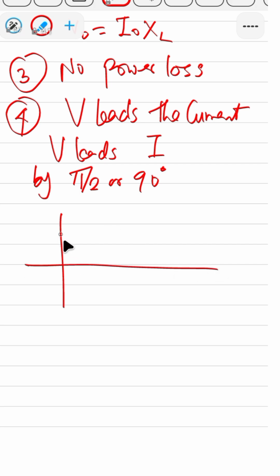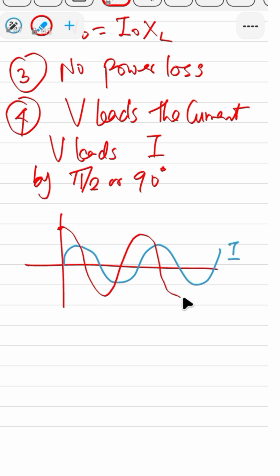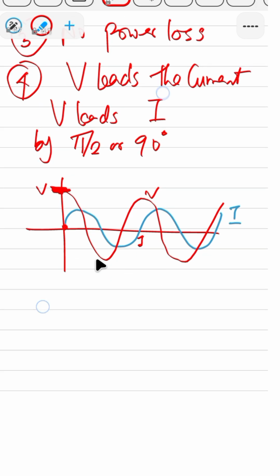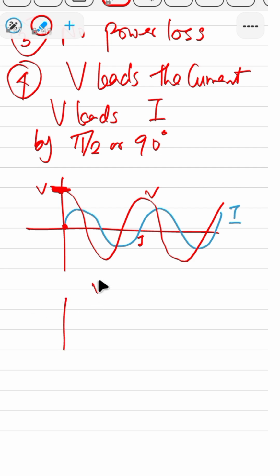So let me draw the current first. The current is lagging. This one is the current here, and this one will be the voltage. Let me use red for the voltage. The voltage is leading, so I'm going to start it from this top here. So the red one is the voltage. It will be something like this, and so on. So this is V, and this one is I. You can see the voltage is starting at a higher value when the current is still at 0. Voltage is already at a maximum value here. So voltage is leading.